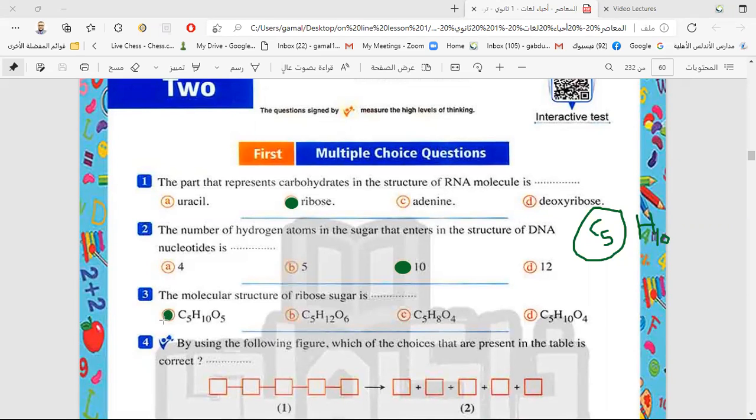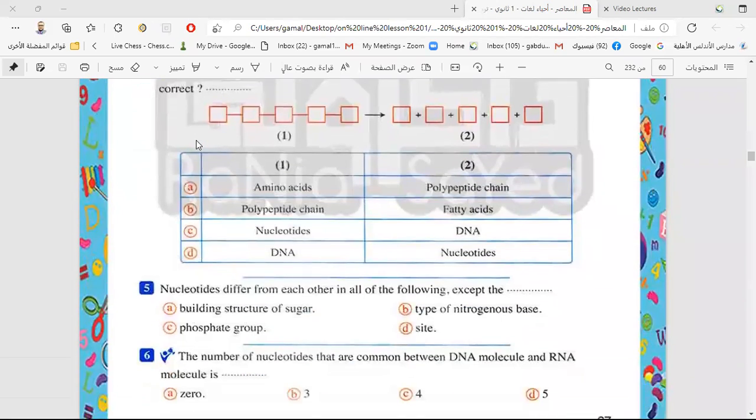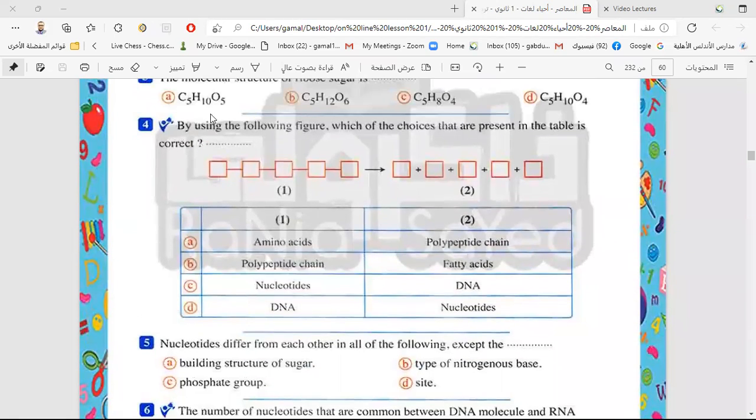Now we can go to number 4. By using the following figure, which of the choices that are represented in the table is correct? You can see this. We have a polymer here. Maybe this polymer is DNA, or RNA. This is made of monomers.